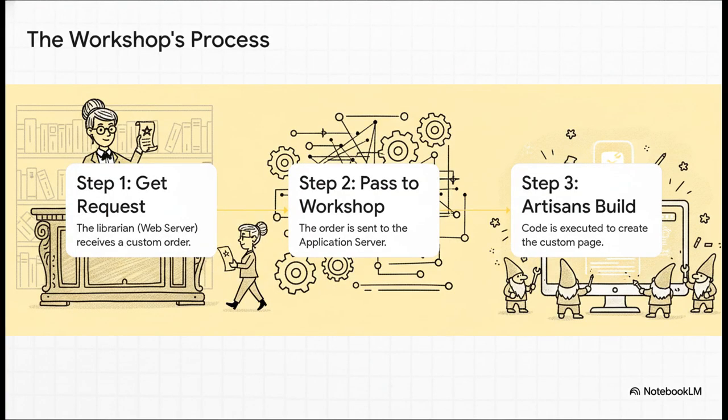So the process now has a few extra steps. The librarian, our web server, still gets the first request, but when it sees that it's a special order, it doesn't head for the shelves. Nope. Instead, it walks right over to the workshop and hands that order to the artisans inside.